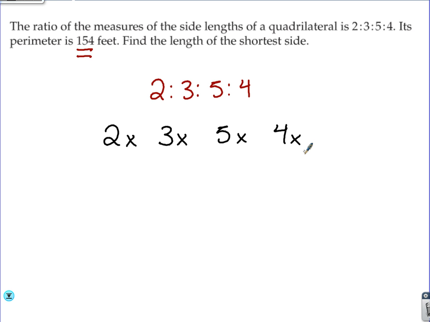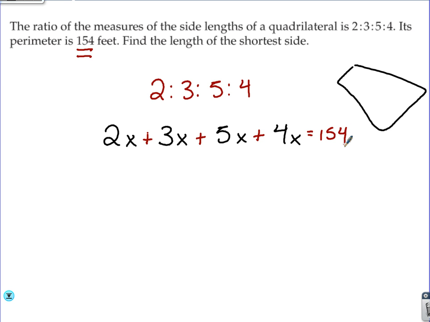But I do know something else about my quadrilateral. It says the perimeter is 154. Go back to what we just did. How do you find perimeter? We had a rectangle a while ago, and we found the perimeter of it. Perimeter is the distance around it, right? So how do you find perimeter? You add the sides. So there's my sides: 2x, 3x, 5x, and 4x. Is that not my 4 sides? I know that when I add those sides together, I will get the perimeter.